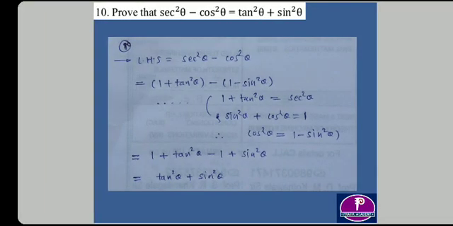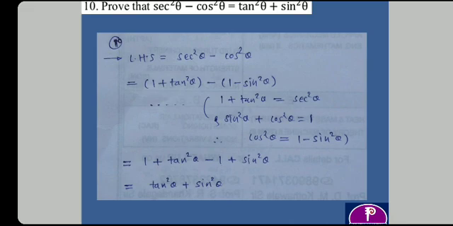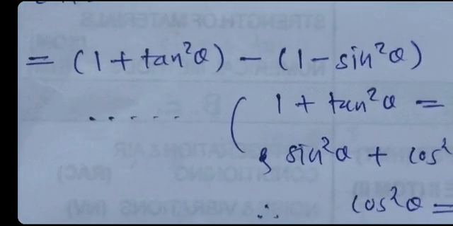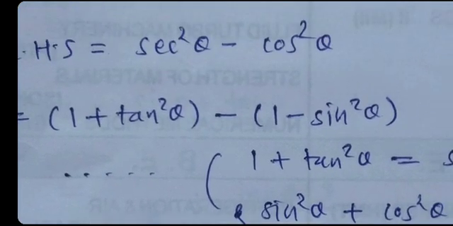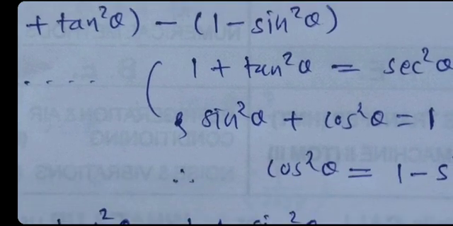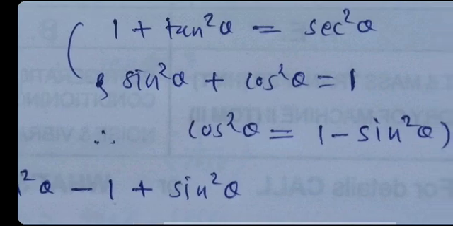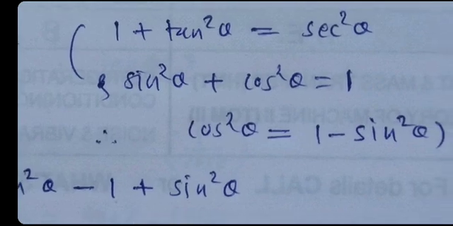Next, prove that sec square theta minus cosec square theta is equal to tan square theta plus sin square theta. So here take once again LHS. We have sec square theta minus cos square theta, but sec square theta is 1 plus tan square theta here, and for cos square theta we have the standard relation cos square theta plus sin square theta is equal to 1. So after adjusting here, we get cos square theta is equal to 1 minus sin square theta.